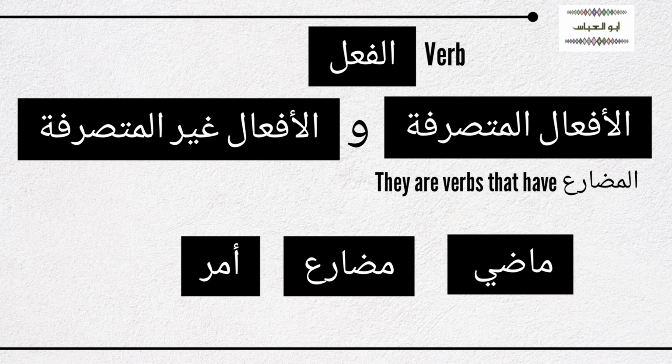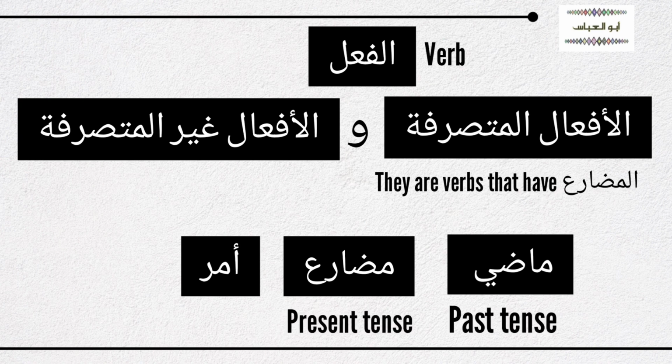So what do we call madi? What do we call mudari'? What do we call amr? Madi is past tense. Mudari' is, for our level, let's just say present tense. And amr is imperative, command. So a verb that can go from past tense to present tense to imperative, such a verb is called fi'lun mutasarrif. It is from al-af'al al-mutasarrifa.